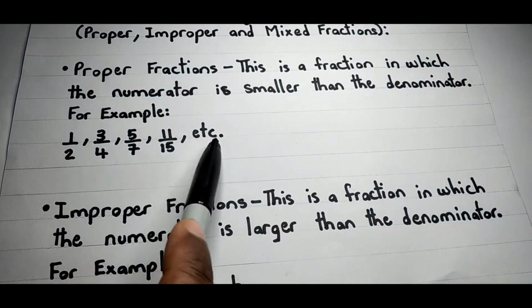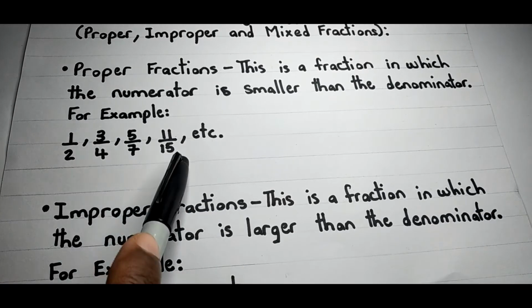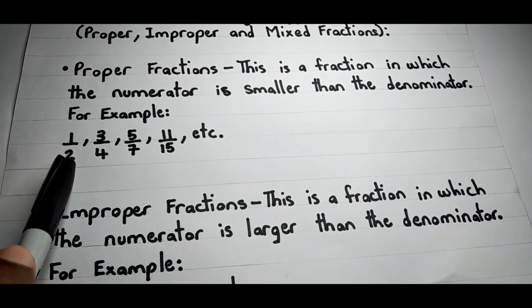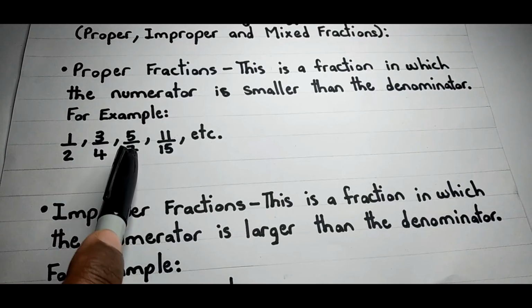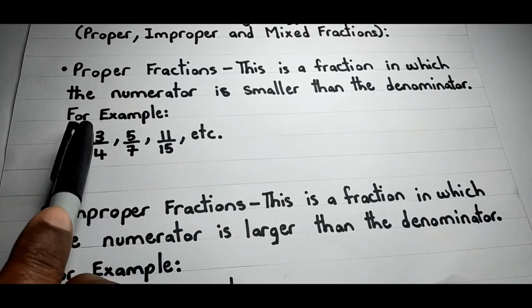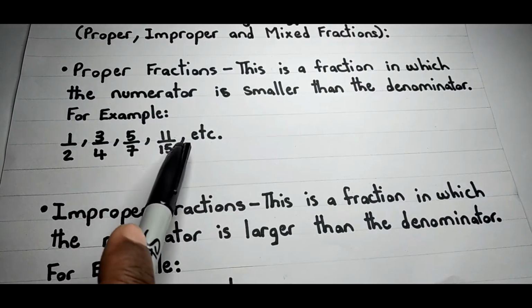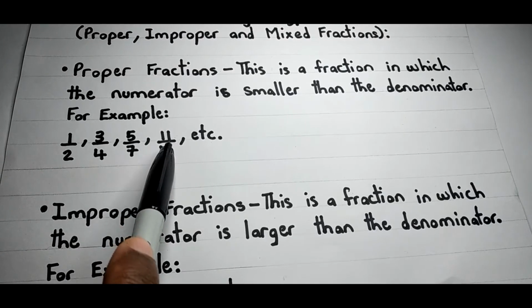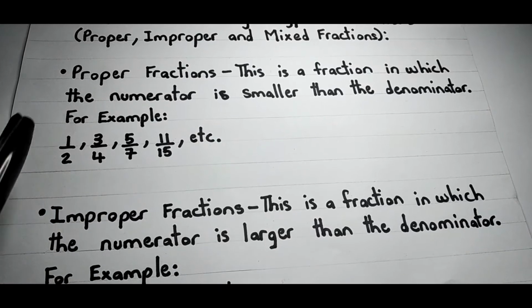Look at these examples down here. All of these examples meet the criteria of being a proper fraction because the top number, which is the numerator, is smaller than the denominator. If you view all 4 examples, and of course we could have had many more, it doesn't matter how large the numbers get. Once the numerator is smaller than the denominator, we refer to that as a proper fraction.